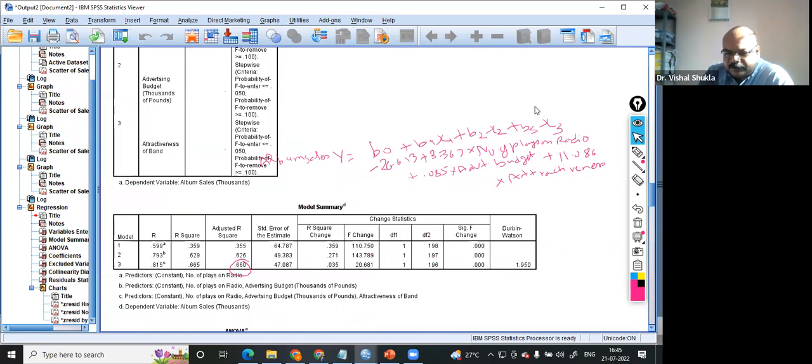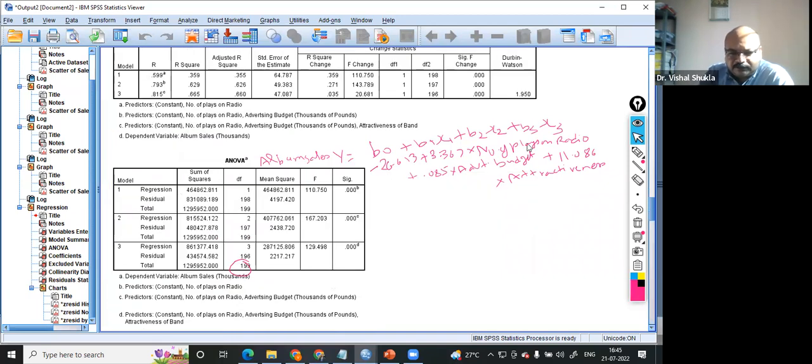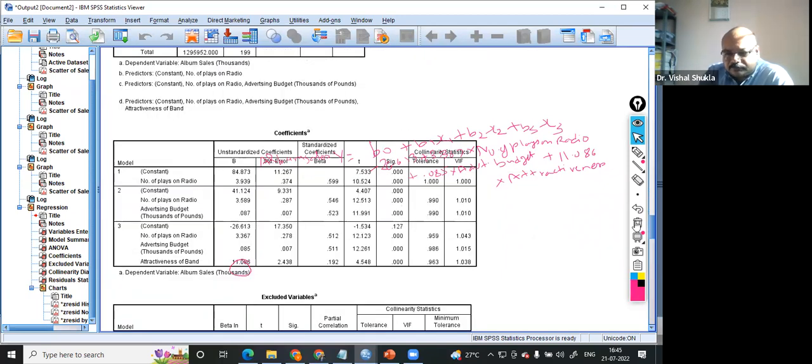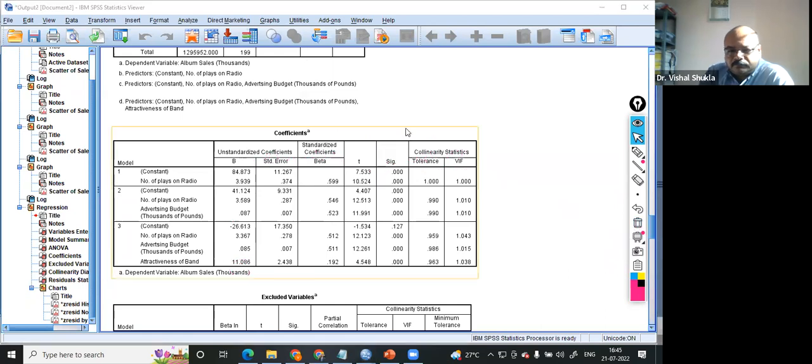So linearity, we already checked. No autocorrelation, Durbin-Watson. Now coming to multicollinearity. If you see, tolerance value should be greater than 0.2. In all 3 cases, you can see it is greater than 0.2. VIF should be less than 10. Between 1 to 5, it's highly desirable. We have 1.043, 1.015, and 1.03. Very good VIF values. So there is no problem of multicollinearity in our data.